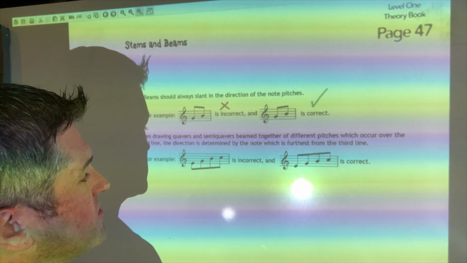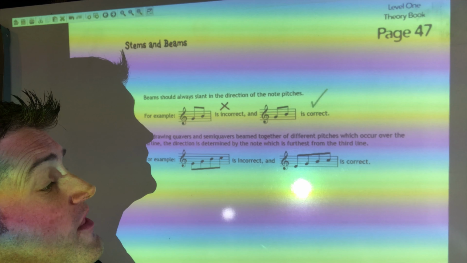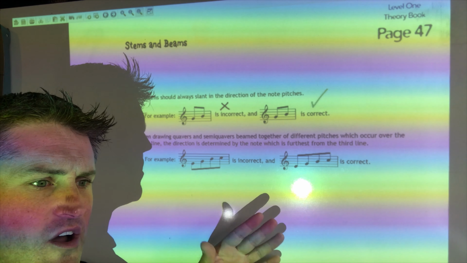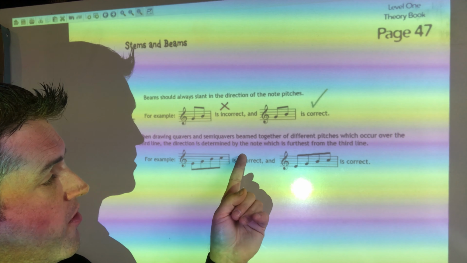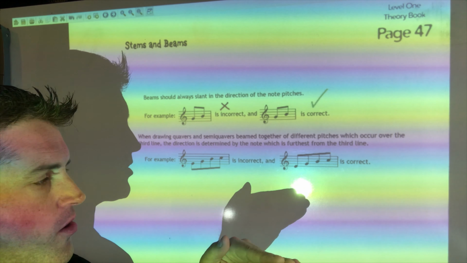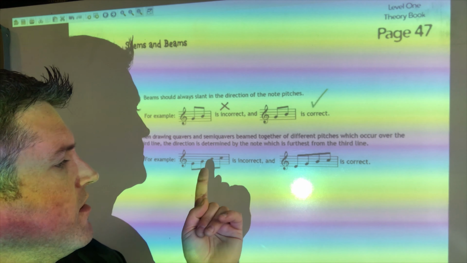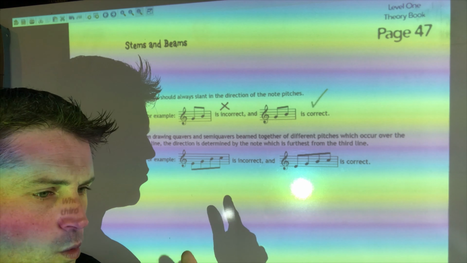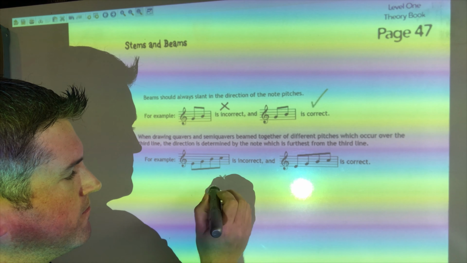Alright, so when drawing quavers and semiquavers beamed together, and they happen to be on different pitched notes, which occur over the third line, this is where it gets a little bit tricky, so do pay attention to this. The direction is determined by the note which is the furthest from that third line. Okay, so third line being that middle line. So, in this particular case, that one there is the furthest away from that middle line, which means that we're referring to notes that are on that bottom half.